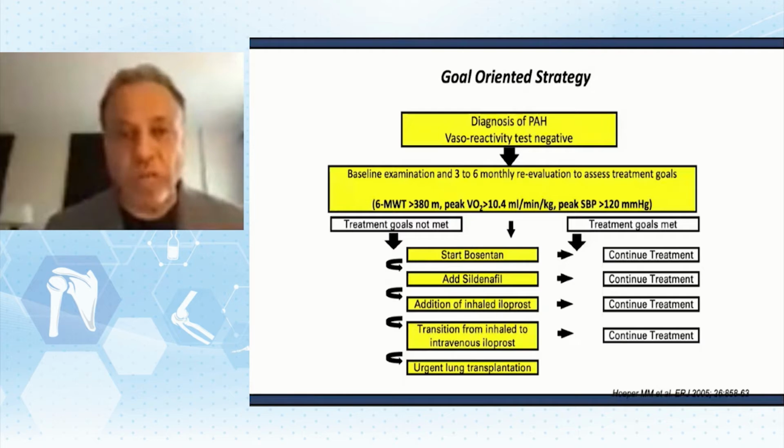The first person to start talking about this goal-oriented strategy was Marius Hoeper from Hannover, Germany, when he had that strategy to say that I'd like to reach targets. The targets they used in that study, which is about 15 years old now, were 6-minute walk distance more than 380, oxygen consumption more than 10.4, and systolic blood pressure more than 120. And he kept adding medication, even if the patient is doing very well clinically but not at target, they would continue adding medication until they reach that target.